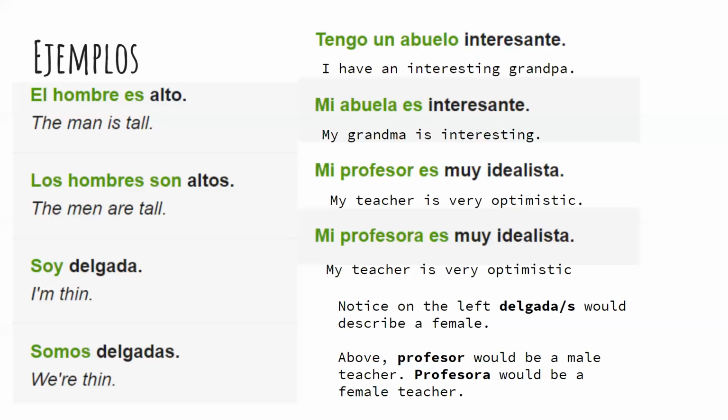Okay, at the top there, we've got tengo un abuelo interesante. And then mi abuela es interesante. Notice that that doesn't change even though grandpa and grandma are different genders. Next, mi profesor es idealista. And mi profesora es muy idealista. So both mean that your teacher is very optimistic or idyllic. However, profesor is the masculine form and profesora is the feminine form. So the istas, again, don't change.